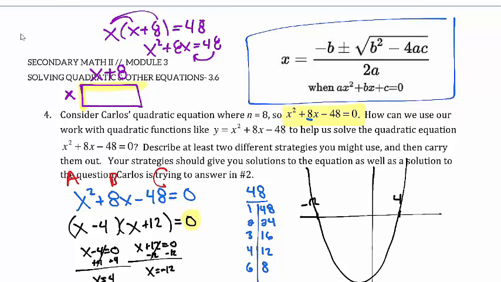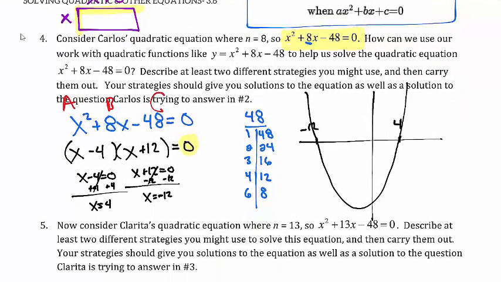So it says, how can we work with functions like y equals x squared plus 8x minus 48 to help us solve the quadratic equation x squared plus 8x minus 48 equals 0? Describe at least 2 different strategies you might use and then carry them out. Well, what we decided to do last class was to factor it and graph it.